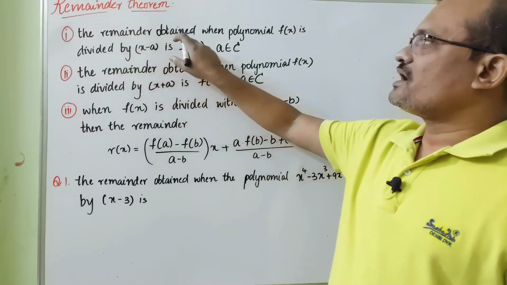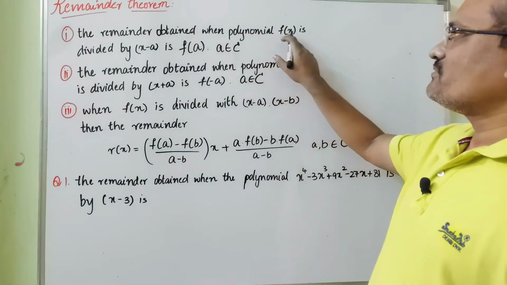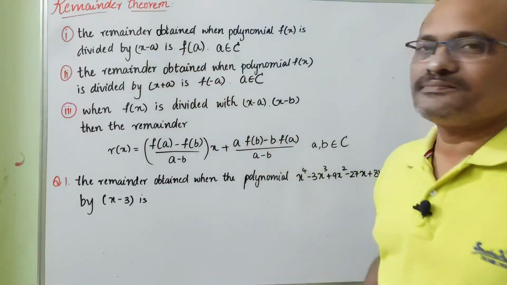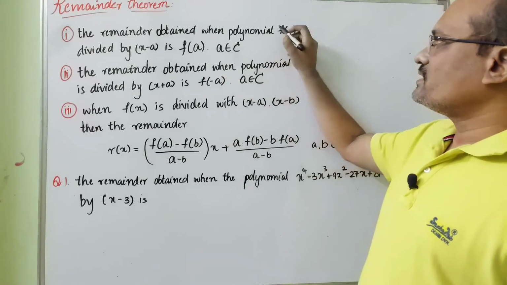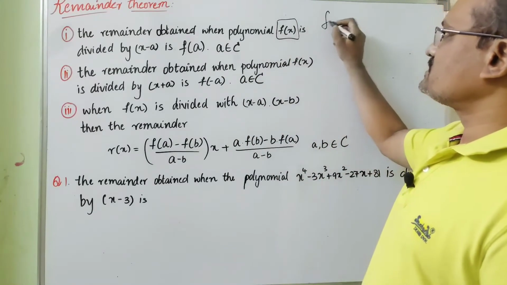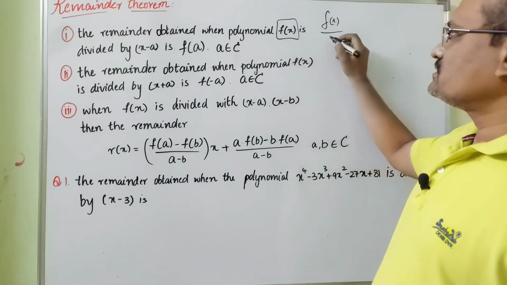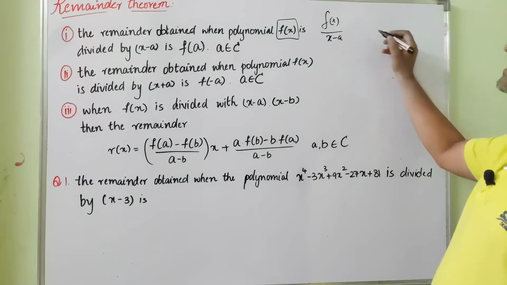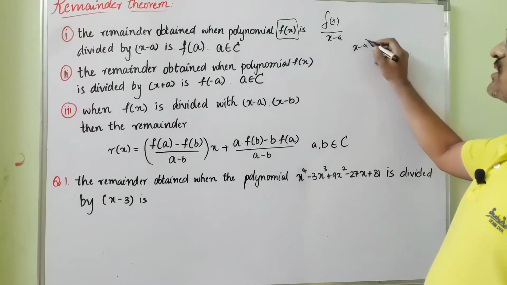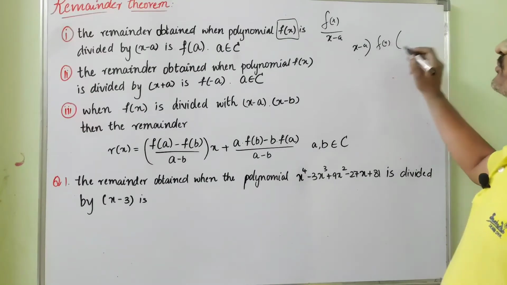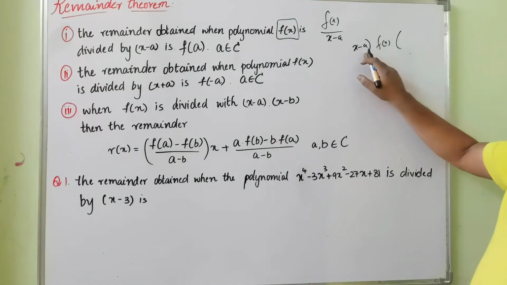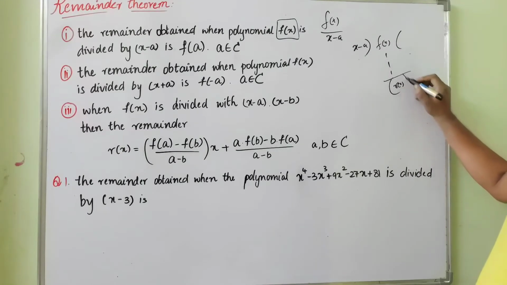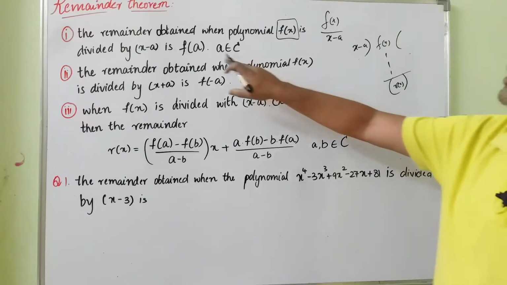The remainder obtained when polynomial f of x is divided by x minus a is f of a. When you divide a polynomial f of x with x minus a, that is a first degree factor, what will be the remainder you will get? You are dividing f of x with x minus a. What will be the remainder? The remainder is f of a.